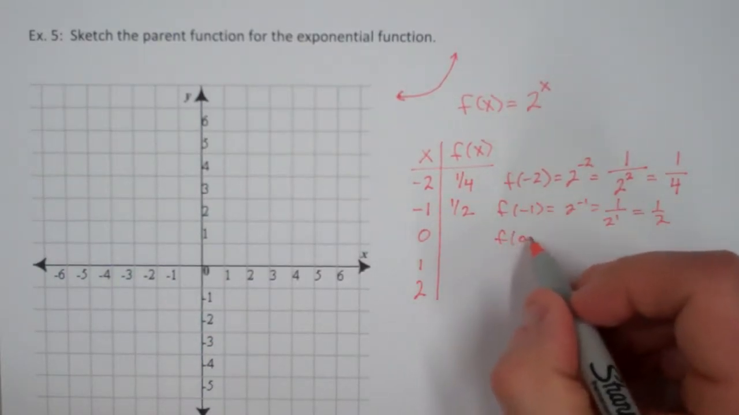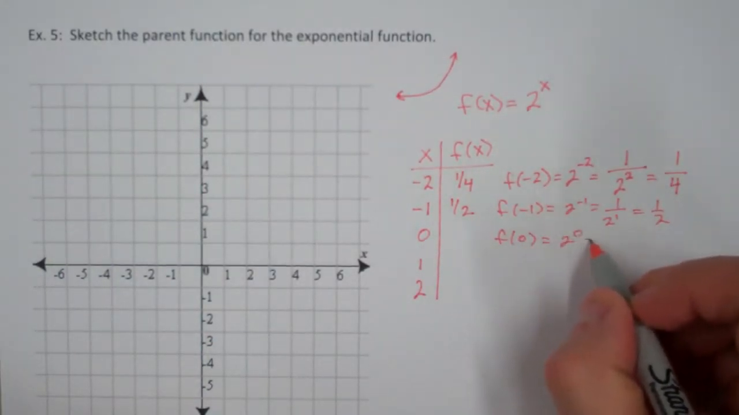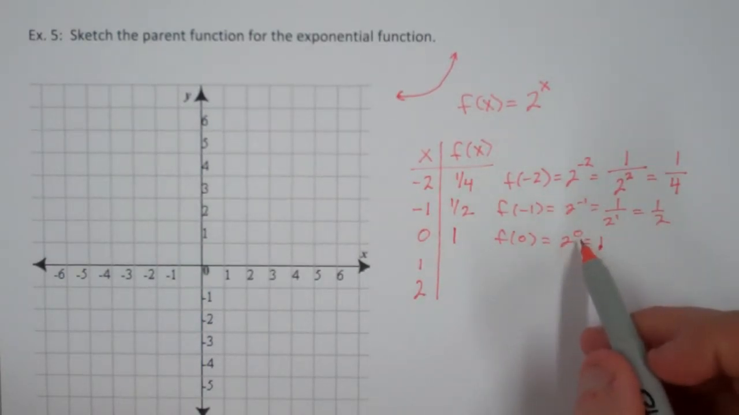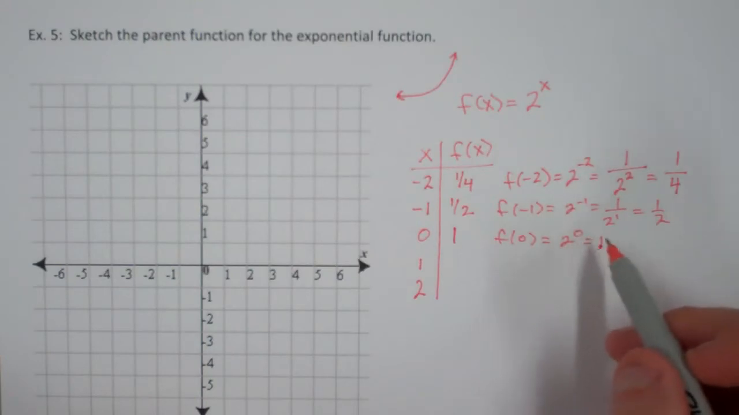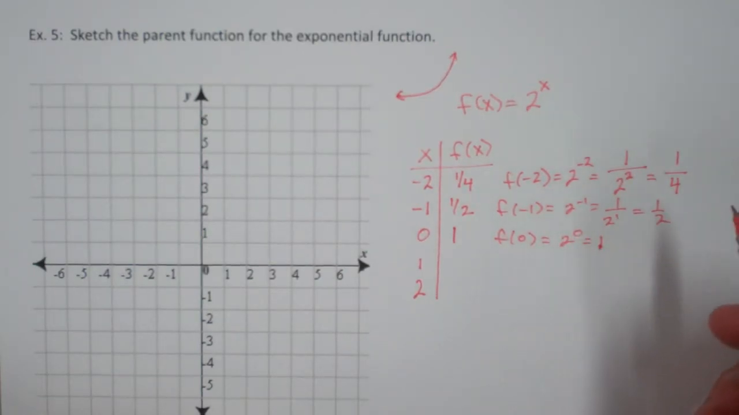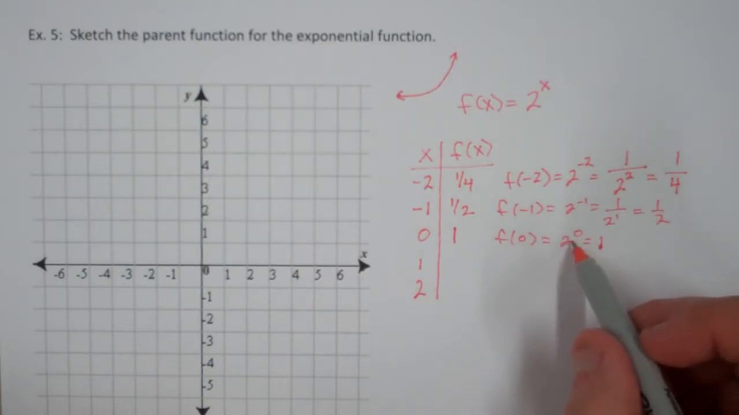We'll do f at 0 now. Anything to the 0 power is 1. Common student error here is to try to multiply these two and get 0. It's not the case. An exponent is repeated multiplication, but it is not indicating multiplying the exponent and the base. You never multiply just the exponent and the base.